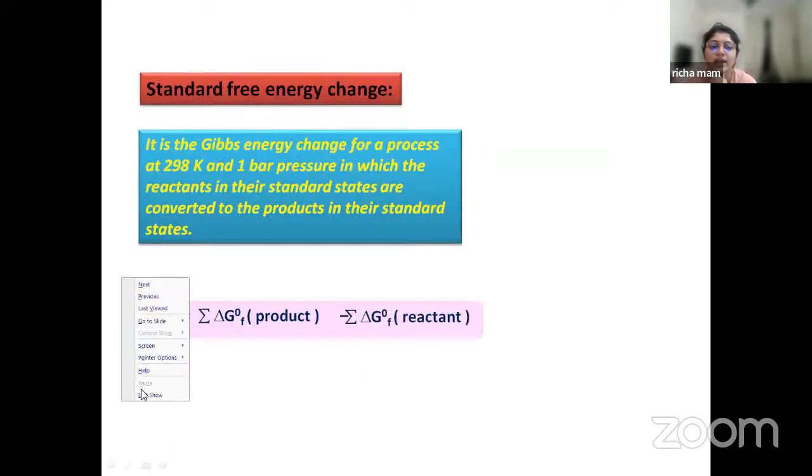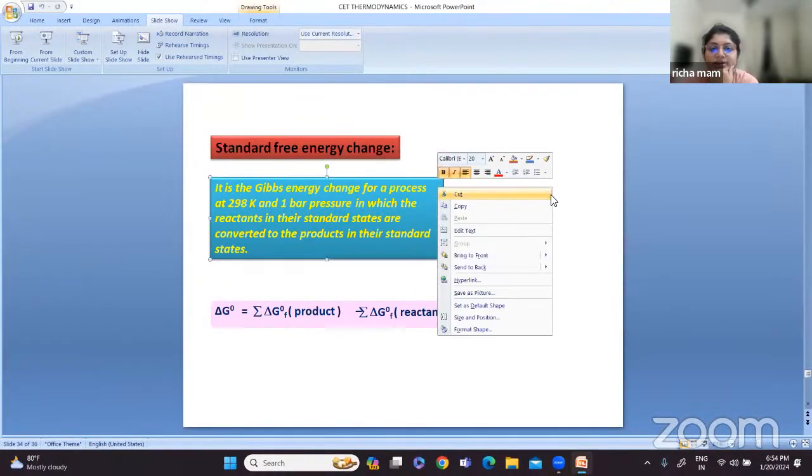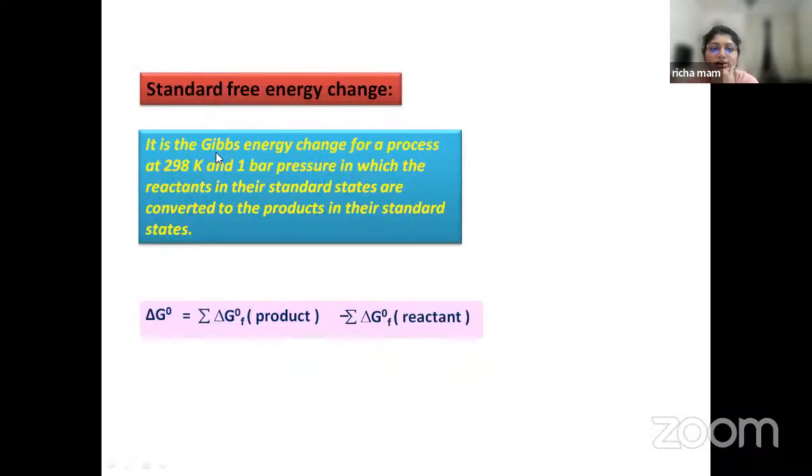Okay. Now what is standard free energy? Standard free energy is the Gibbs energy change for a process at 298 Kelvin and 1 bar pressure in which the reactants in their standard state are converted into the products in their standard state. So this also we have seen.